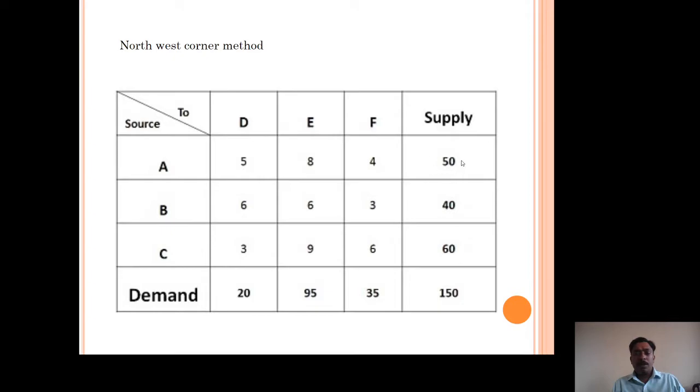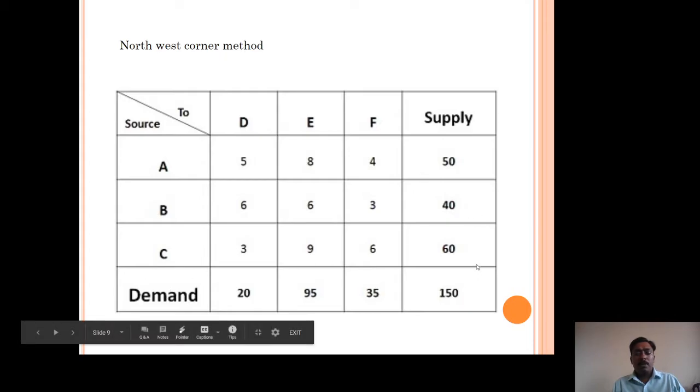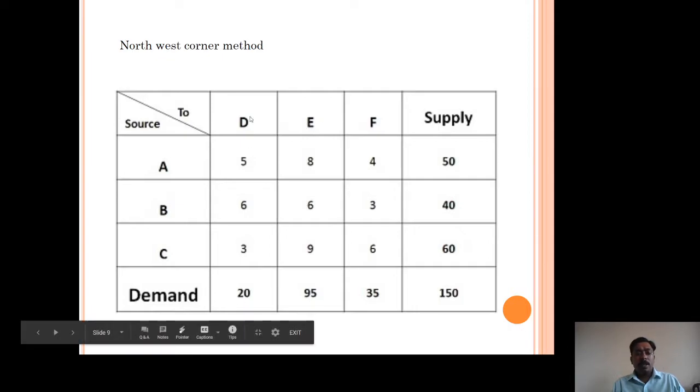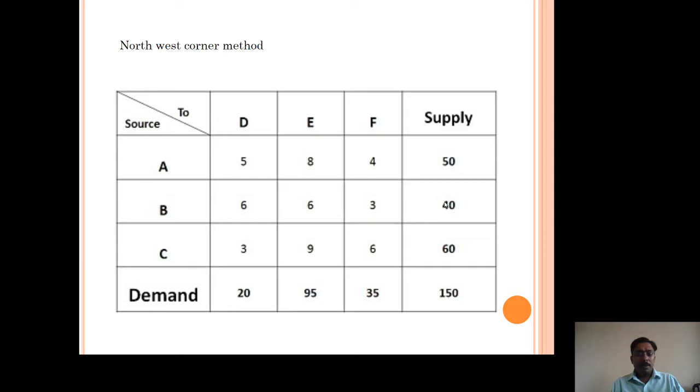This is indicating the supply quantity: location A has 50, B has 40, and C has 60. So the total available quantity is the summation of all these, that is 150. Whereas the demand at locations D, E, F is: D requirement is 20, E requirement is 95 and F requirement is 35. If you add these, it also comes to 150. When supply is equal to demand, we say it is a balanced problem. If it is not, then what we do, I will explain that.